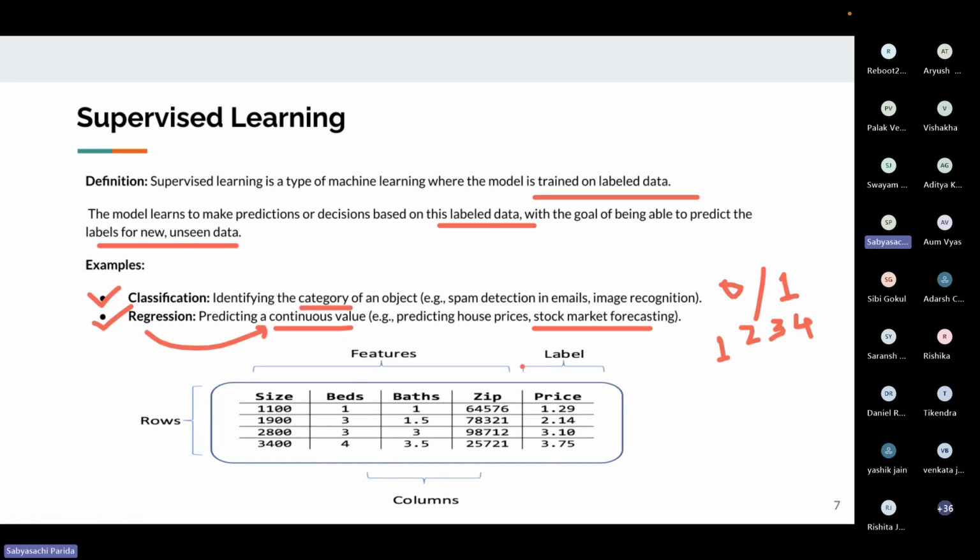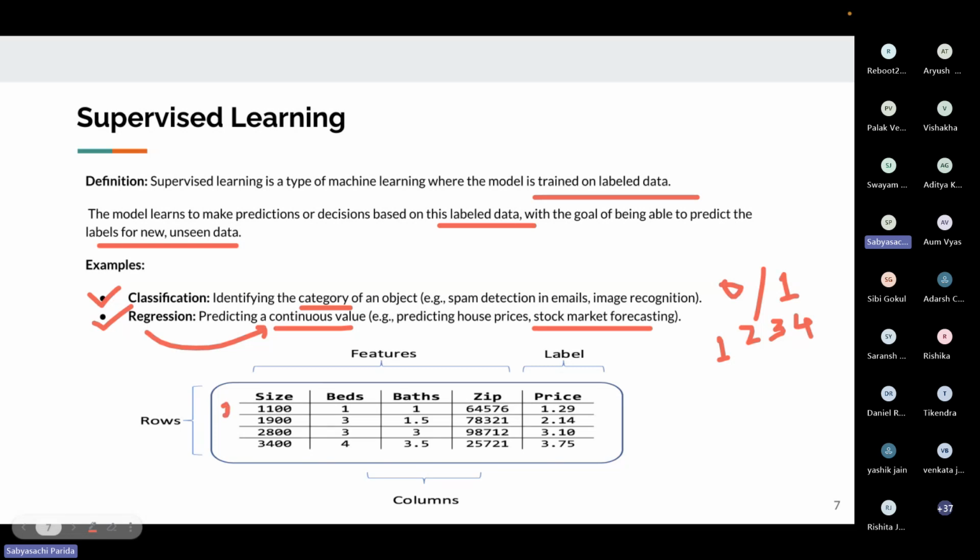If I look into any particular data set, this is what I mean by features. Suppose I am trying to build a house price prediction model. The price of a particular house is, say, $1.29 for a size of, say, 1100 square feet, with one bedroom and one bathroom, and the pin code is this, suppose it belongs to Bhubaneswar or say Delhi. For this, the price is this much.